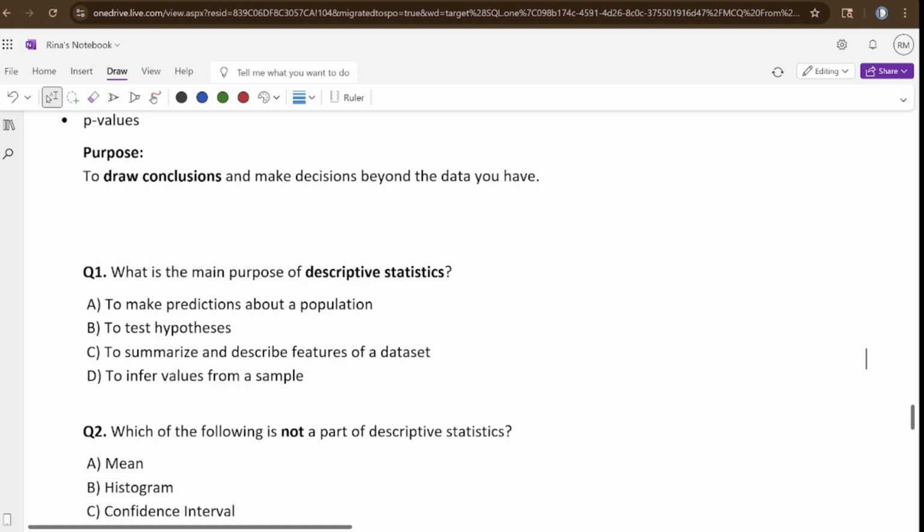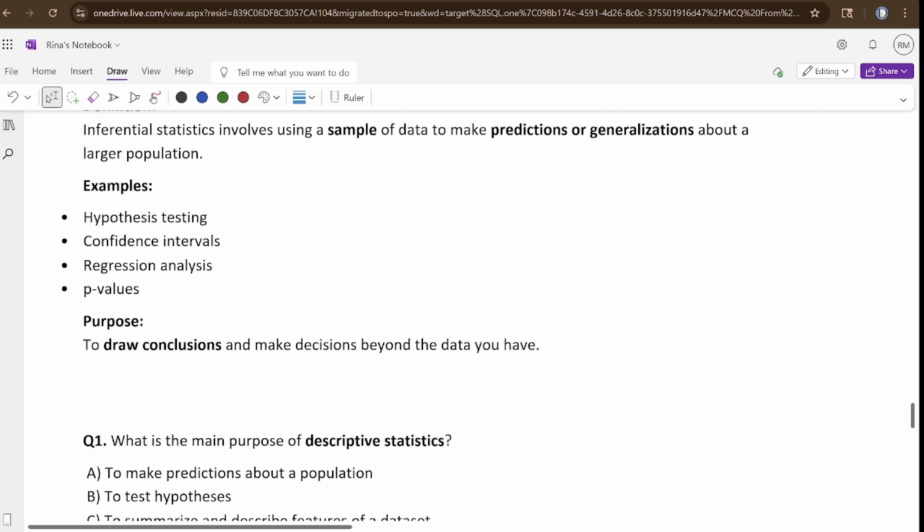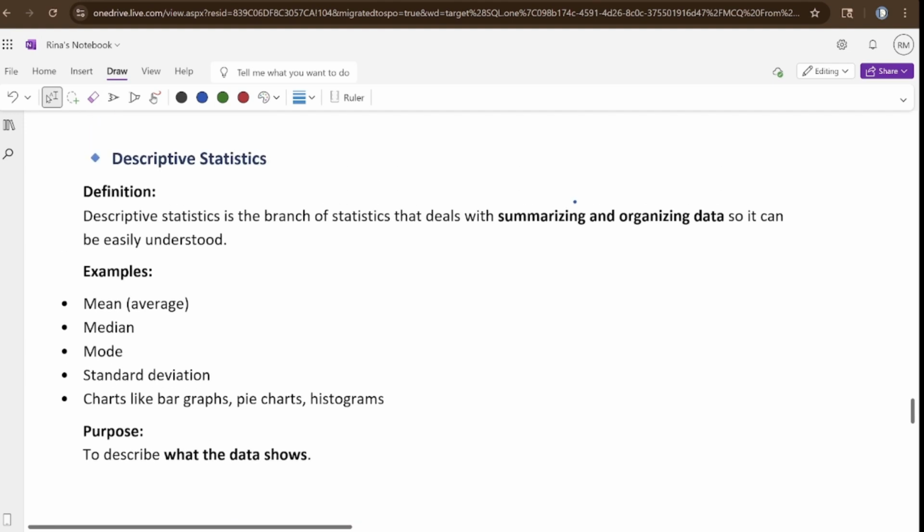Today we are going to understand the difference between inferential statistics and descriptive statistics. Okay, we will solve the MCQ, but before that, let's read out the definition once.